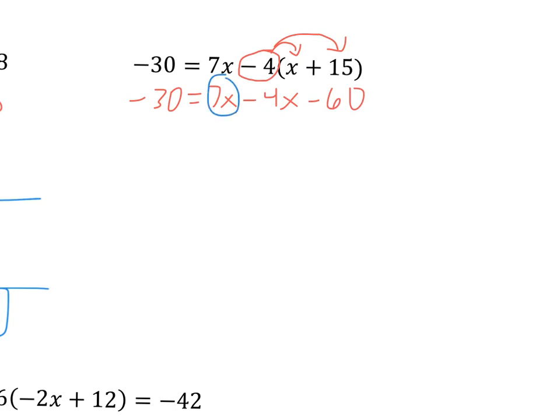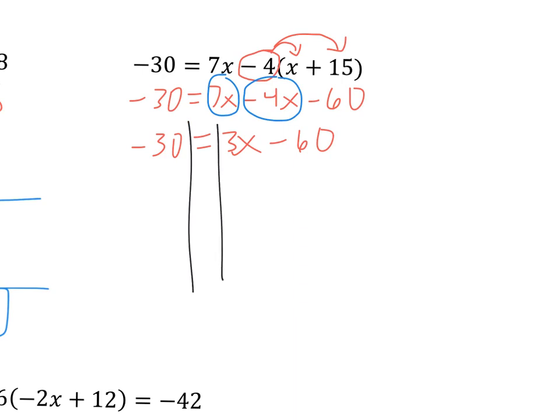So we have our 7x minus our 4x. We'll keep the negative 30. That will give us 3x. And then we keep that negative 60. Okay, and now we are at the point where we can solve since we've simplified.